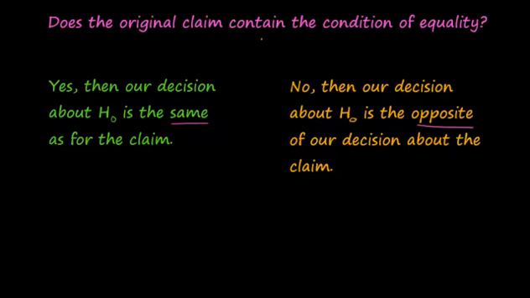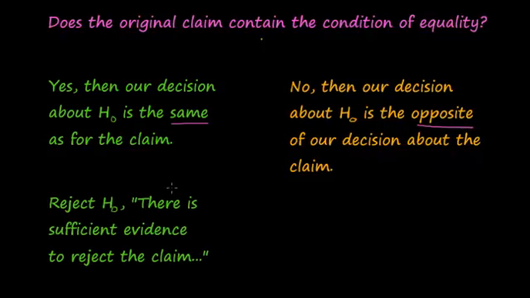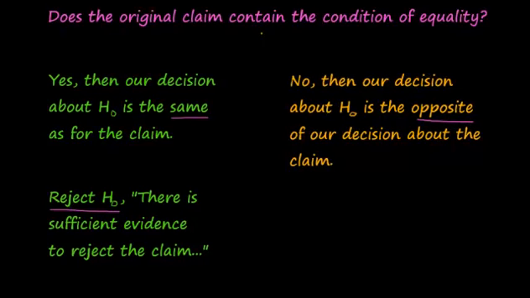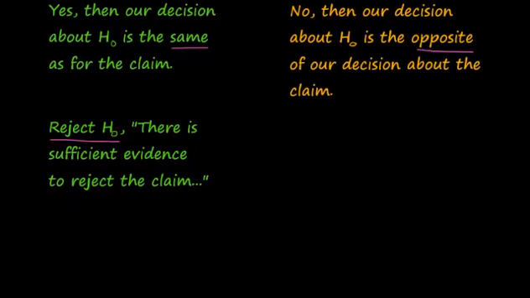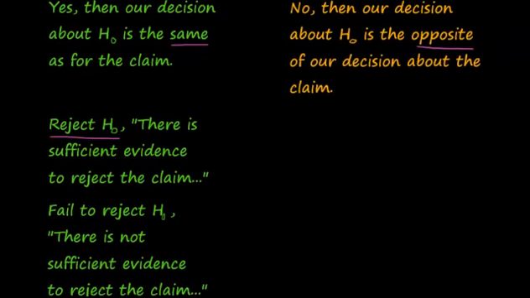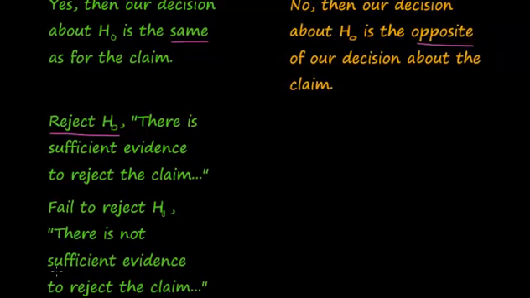Okay, so let's take this a little further with our understanding. So if we say yes, that the null hypothesis and the original claim correspond, then if we reject the null hypothesis, we say, well, there's sufficient evidence to reject the claim because they correspond with each other. Reject H0, we have evidence to reject the claim. If we fail to reject and they correspond, then we say, well, there's not sufficient evidence to reject the claim. We can't reject the null hypothesis based on our data, so we can't reject the claim based on our data. They correspond.